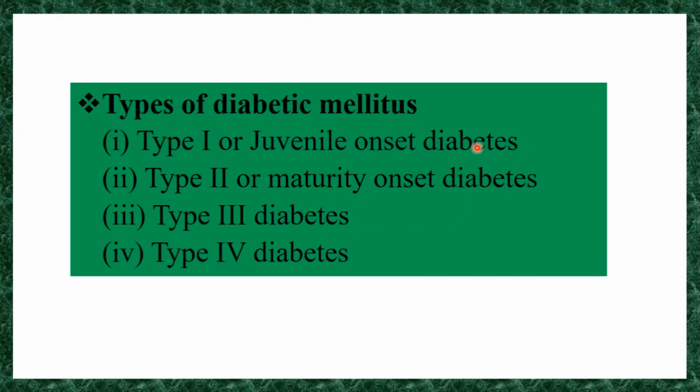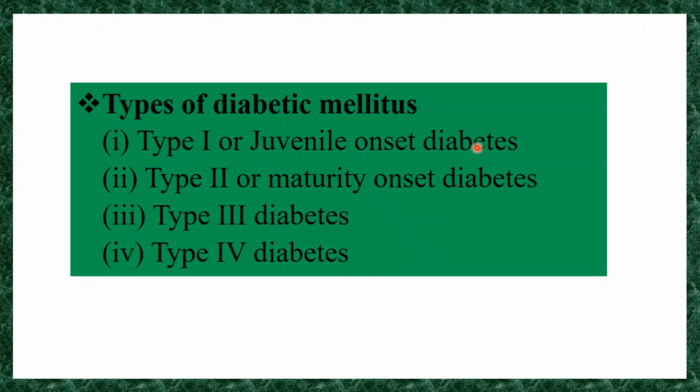In this type of diabetes, that is type 1 or juvenile diabetes, the hyperglycemia, glucosuria, polyuria, and polydipsia develop rapidly, and these patients lack the ability to synthesize and secrete insulin and depend on the administration of insulin for survival.